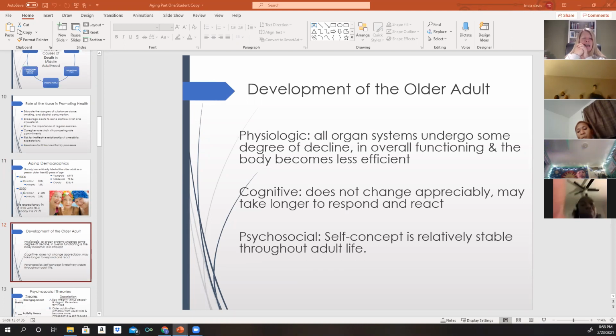Cognitively, cognition does not change appreciably. Intelligence actually increases up until the age of 60. Learning continues throughout life. So they always have the possibility to continue learning and increasing their knowledge. It is normal for an older adult to take longer to respond and react, particularly in a new or an unfamiliar surrounding. So knowing this as the nurse, you should slow the pace of care that you're providing to your patient and allow older adults extra time to ask questions or complete activities.